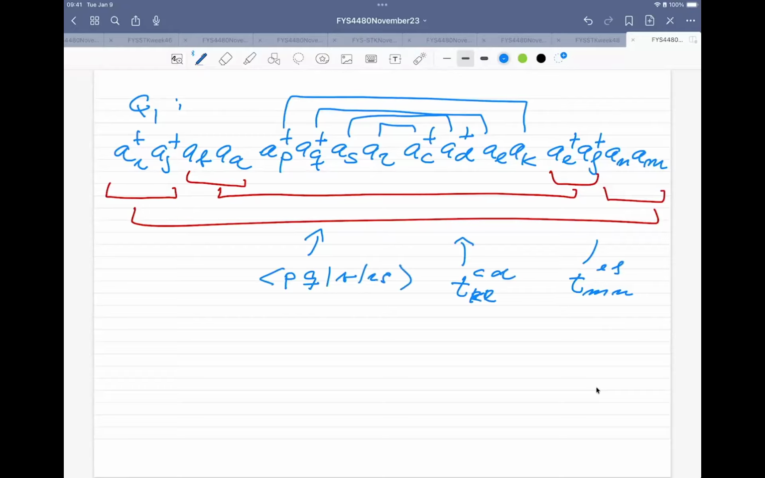And when we then perform the contraction, we're going to have a factor of 1/4 to the power of 3. But then when we add all the contractions, we are going to get a factor of 16. So we will be left with just 1/4. So this term, when we collect everything, this term Q1 is simply going to be equal to 1/4.